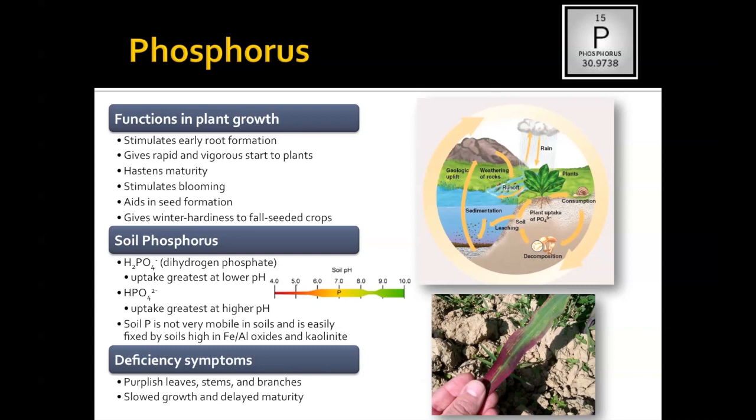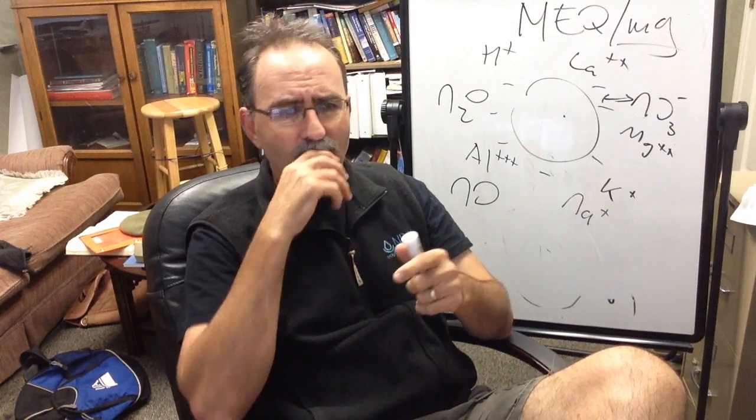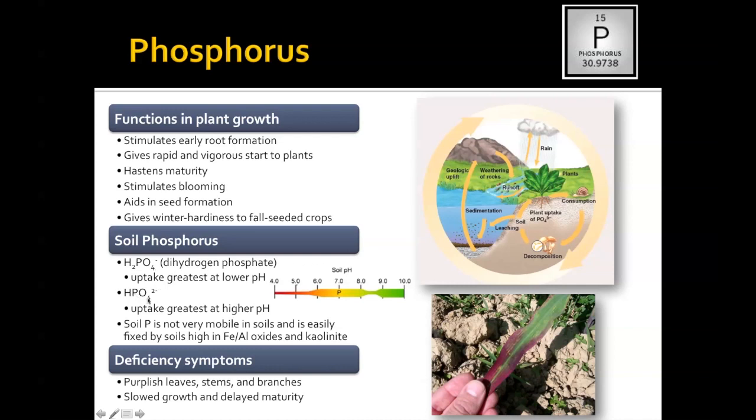Potassium, of course, is also part of the seed, and then also the fruit formation. Soil phosphorus is absorbed in the form of some kind of soluble phosphate. We often call this SRP, soluble reactive phosphorus. So it can be in the form of dihydrogen phosphate or this hydrogen phosphate form. Dihydrogen phosphate is going to be more prevalent over here. Hydrogen phosphate is going to be more, not prevalent, but absorbed more in higher pHs.